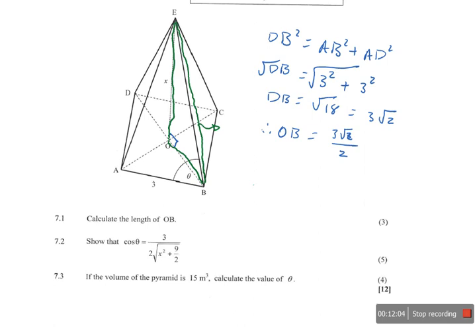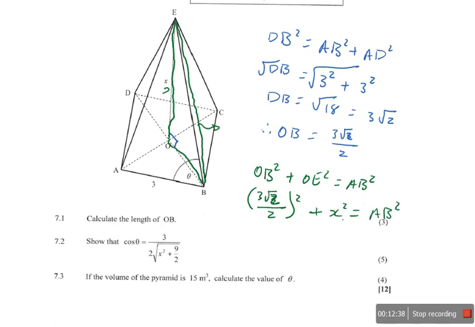So when we calculate this side, it's going to be OB squared plus OE squared, which is equal to AB squared, right? We have calculated OB and found it is 3√2 over 2, squared, plus x squared, where x is OE, and it is equal to AB squared, right? So let's check by punching this into the calculator.